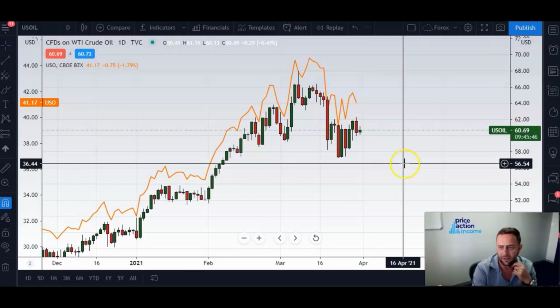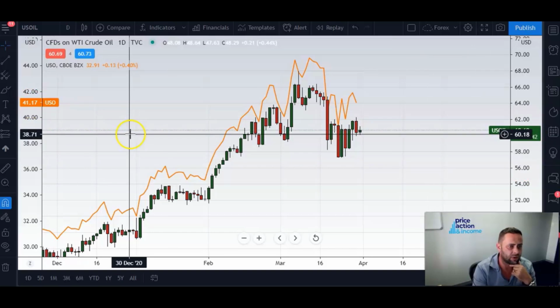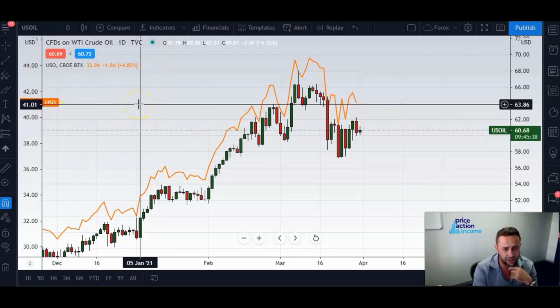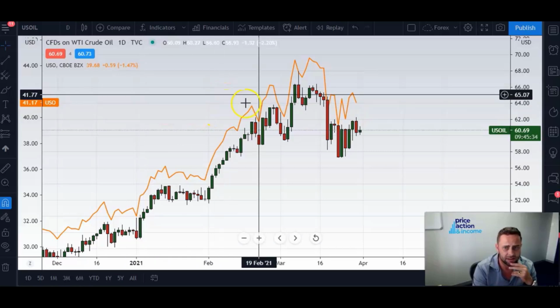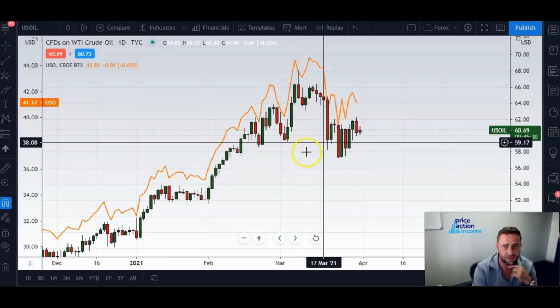I mean, the crude oil's at the moment trading at 60.69. Here it's only at 41.17. Keep in mind, obviously, that this will only trade during the US stock open trading hours, and it doesn't trade 24/5 like it does on the futures side of things.